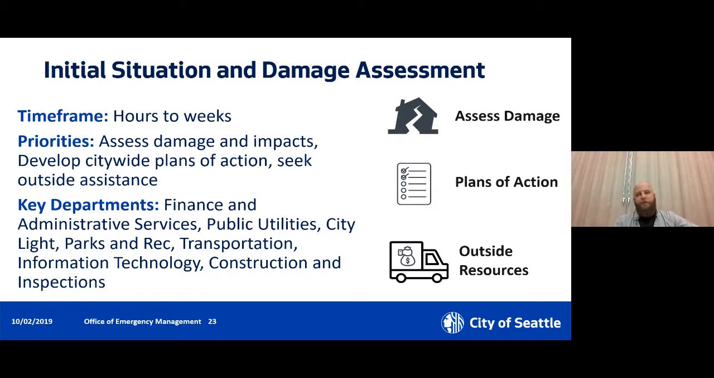A lot of departments are involved in this, probably every department, but some of the key ones are our finance and administrative services, because they really head our logistics unit, public utilities, City Light, parks and rec, transportation, information technology, construction and inspections. And a lot of those other departments, because they're really responsible for assessing infrastructure and assessing other city property that we have.